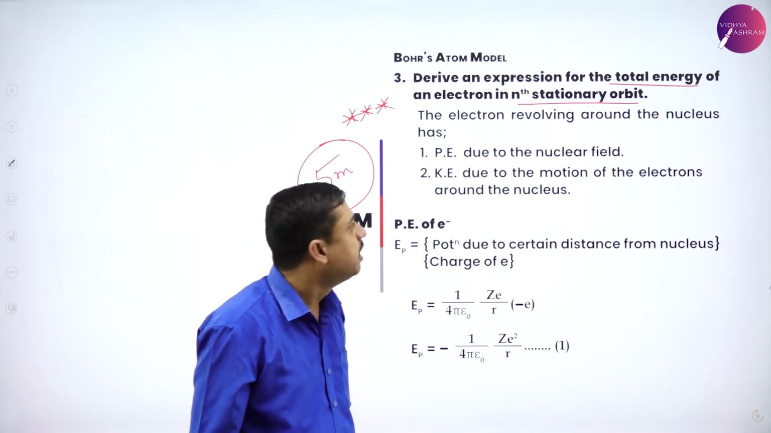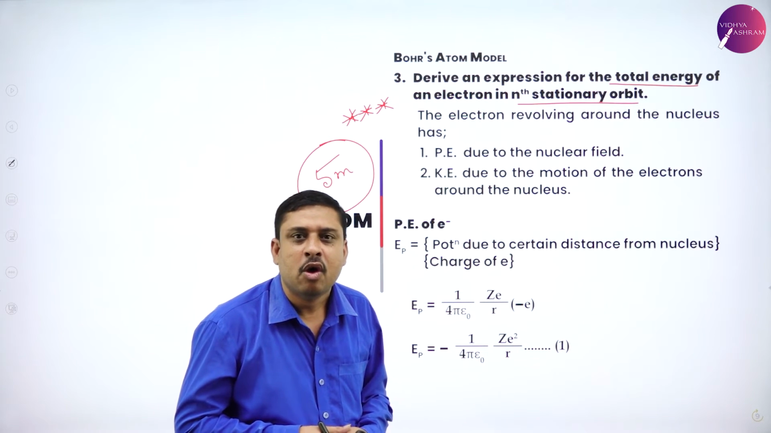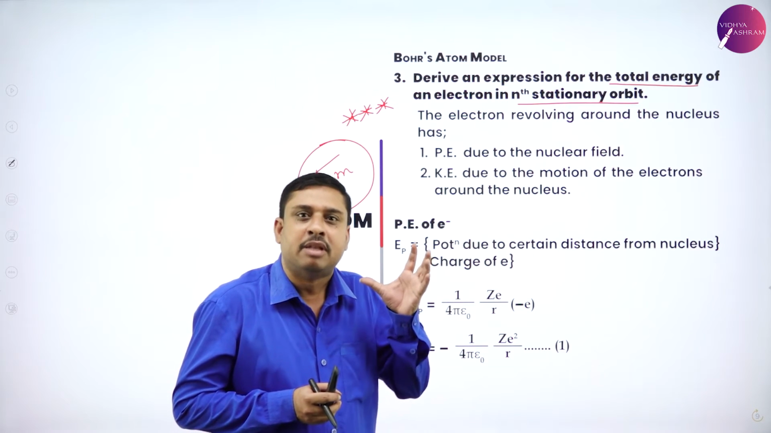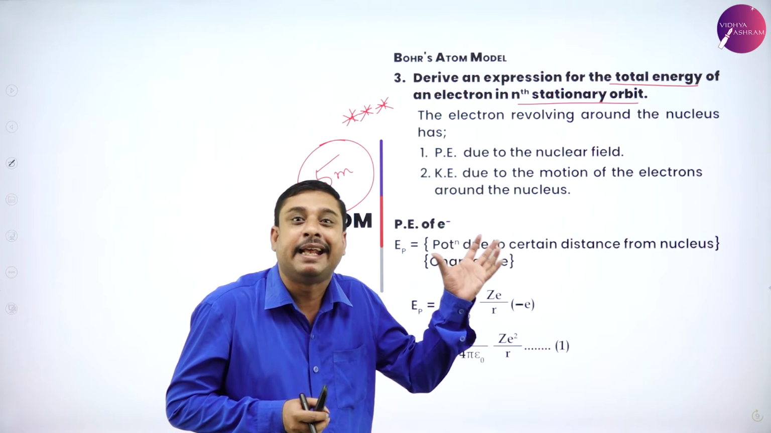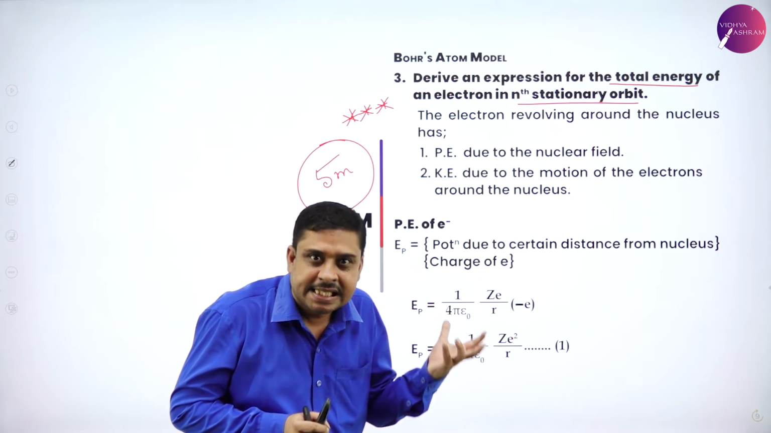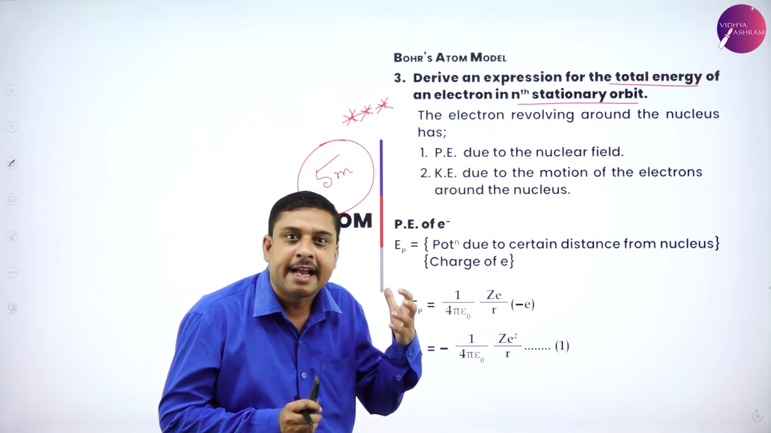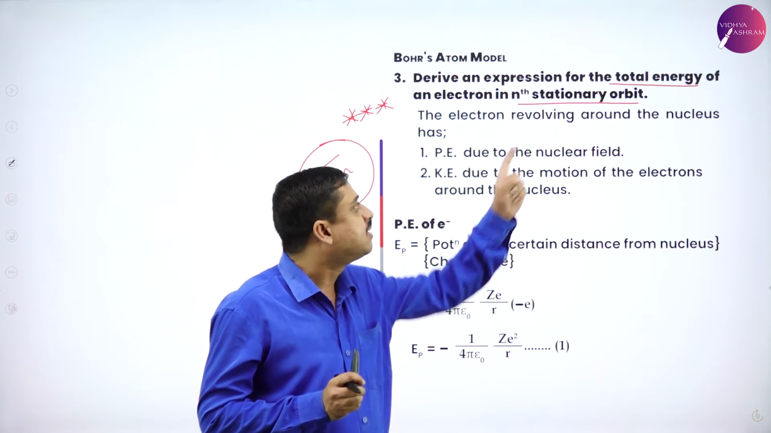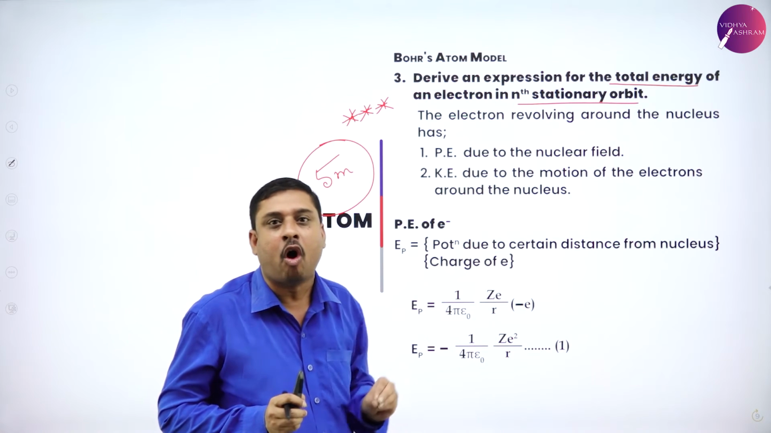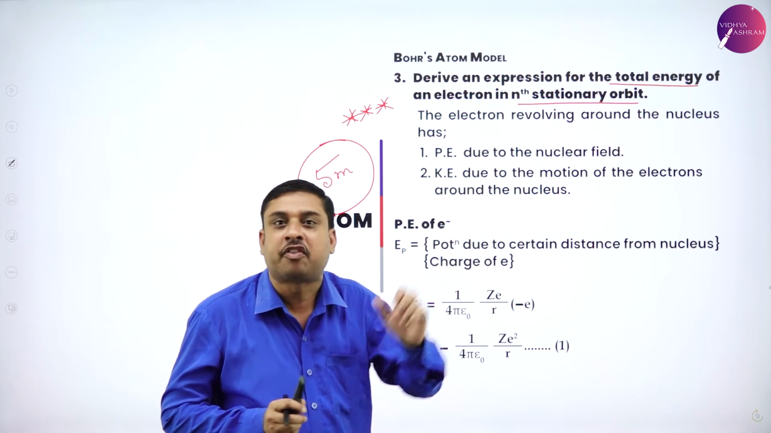Total energy of an electron in the nth stationary orbit. So my dear students, what do you mean by total energy? It is the sum of the potential energy and the kinetic energy of a system. Total energy of any system is the sum of the potential energy and the kinetic energy of that system. Which means when I say total energy of an electron, it is the sum of the potential energy and the kinetic energy of the electron.